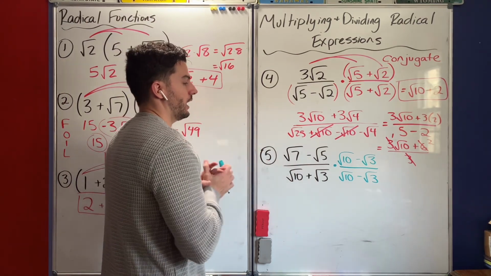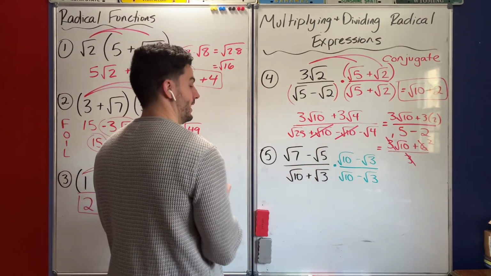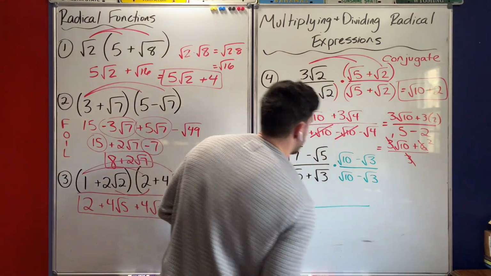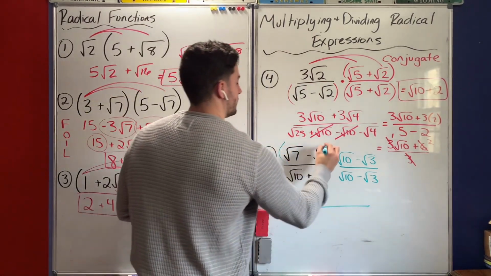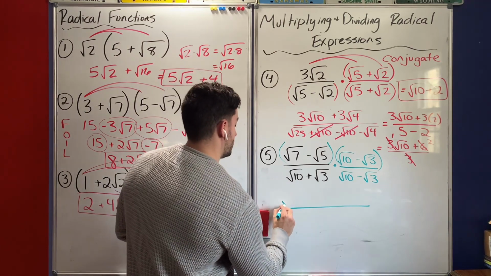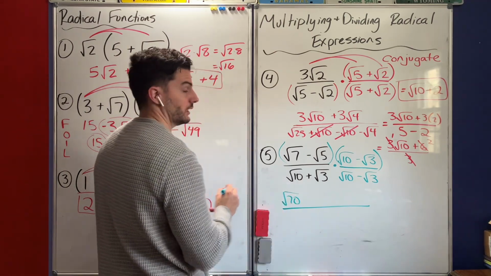Okay, so now I do FOIL, right? I'm going to do FOIL on the top and on the bottom. Okay, so it's going to give me a big fraction here. So FOILing across the top. Square root of 7 times the square root of 10. Square root of 70. Okay, that's first.